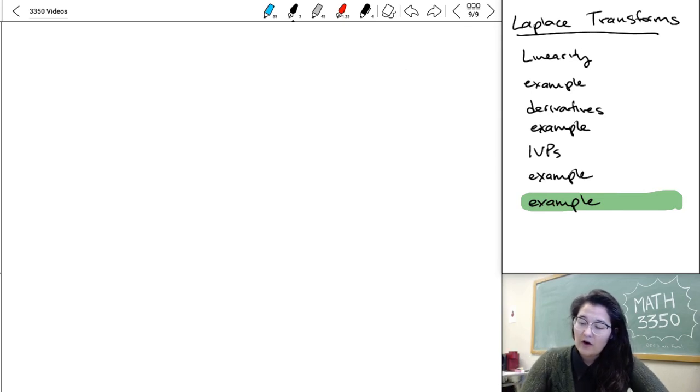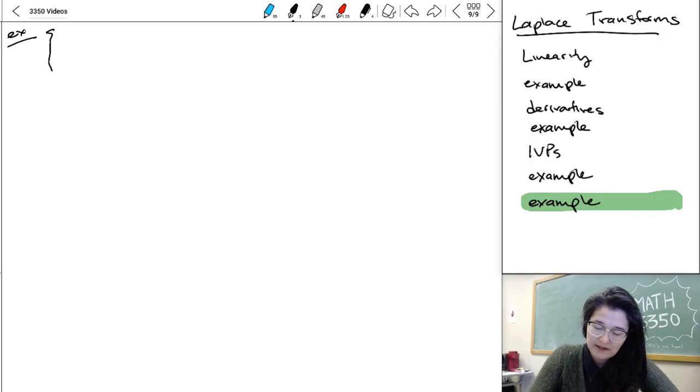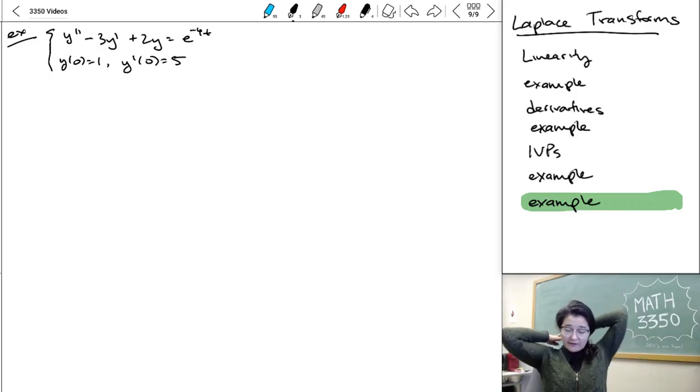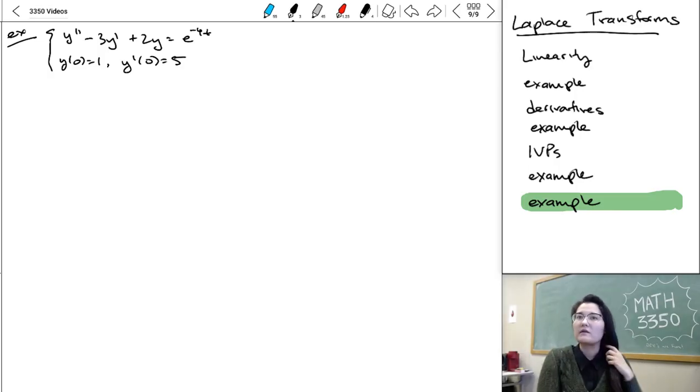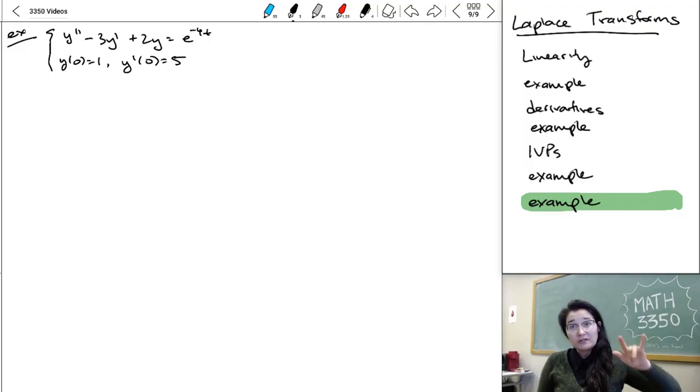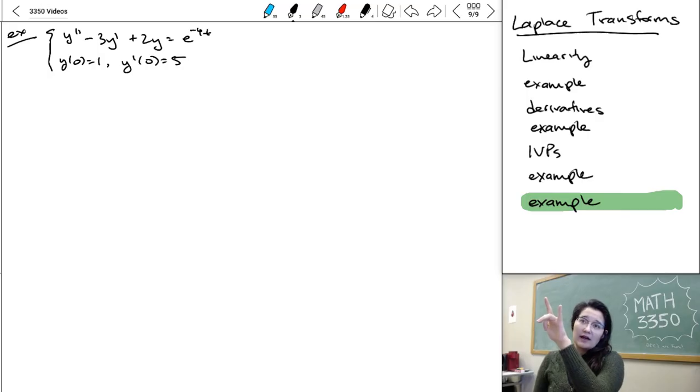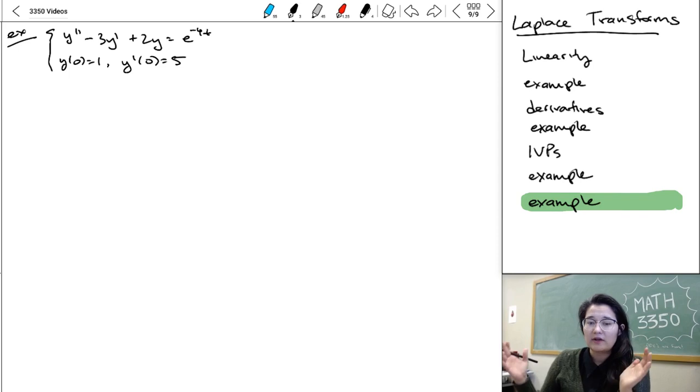All right, let's get going on this last example for this set. We're going to do a higher order problem, y double prime minus 3y prime plus 2y is equal to e to the minus 4t, with y of 0 equals 1 and y prime of 0 equals 5. If we were solving this the old way, first we would have a constant coefficient problem, and then an undetermined coefficients problem. But we're going to solve it all together at once using Laplace transforms.